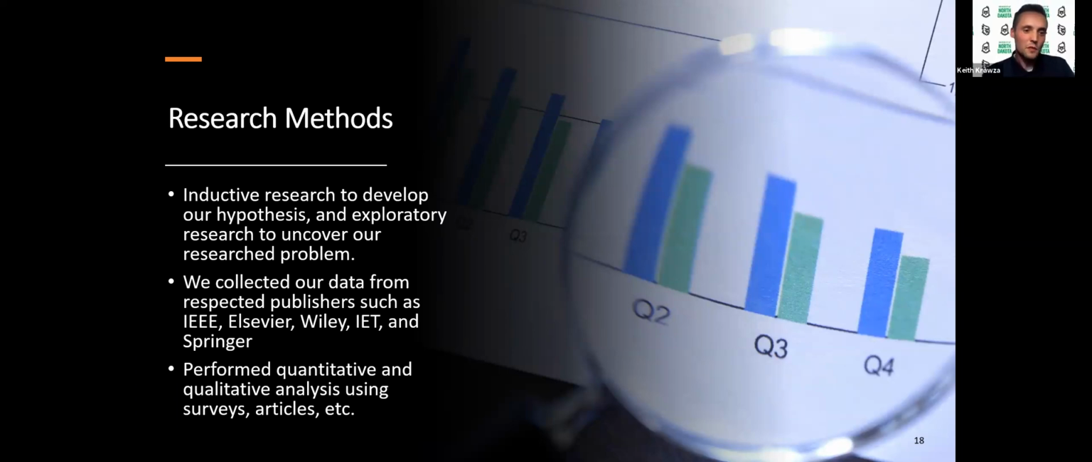Thank you, Steve. So for research methods, we used inductive research to develop our hypothesis and exploratory research to uncover more about our research problem. We applied this research to develop a security model and layer approach to edge compute security. We collected our data from various papers from IEEE, Elsevier, Wiley, IET, and Springer. And these are all well-respected publishers. We also performed quantitative and qualitative analysis using surveys and other things like that.